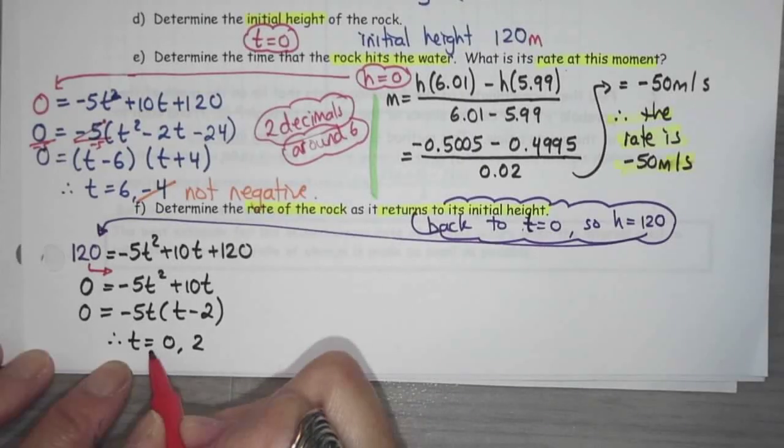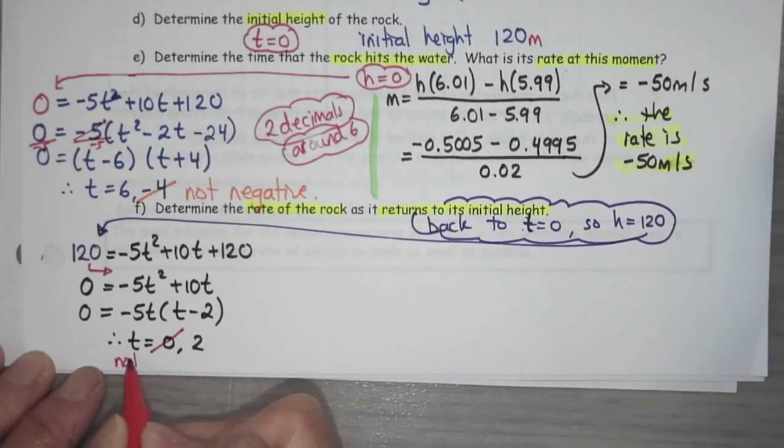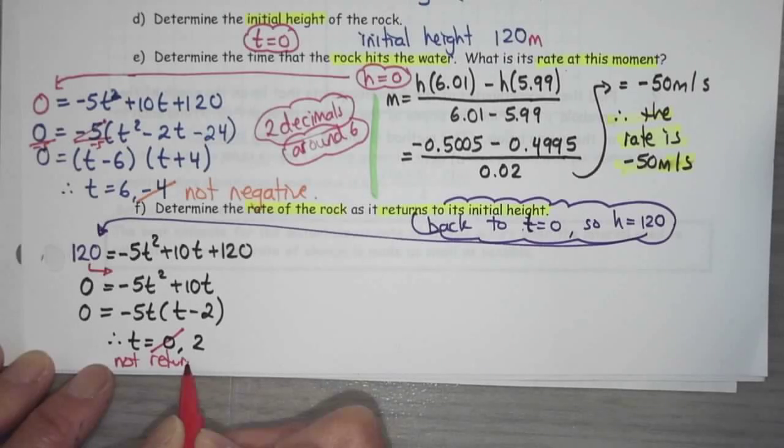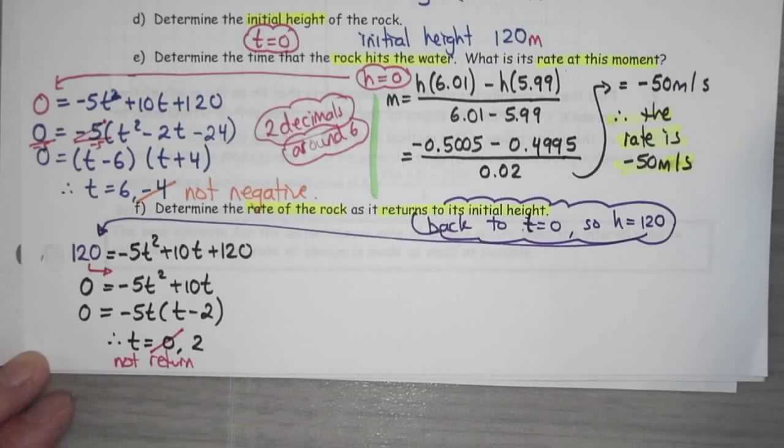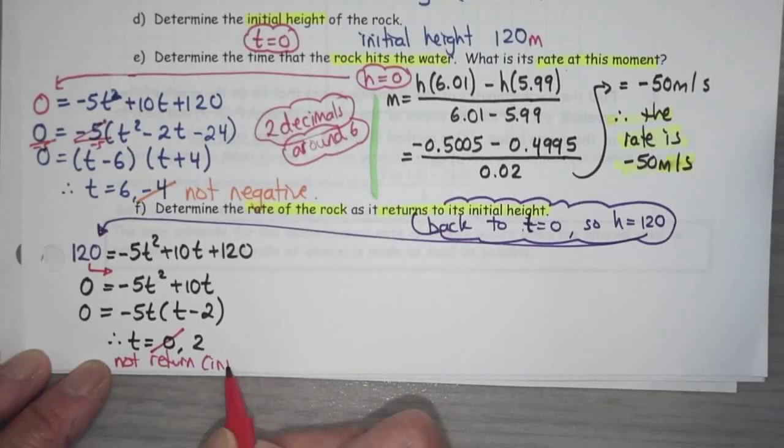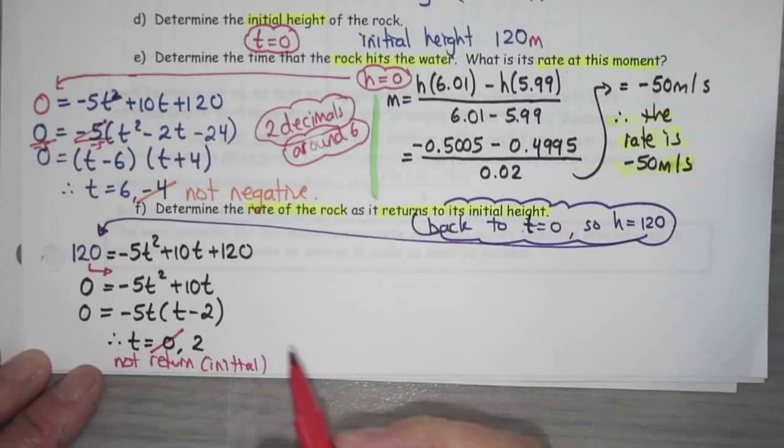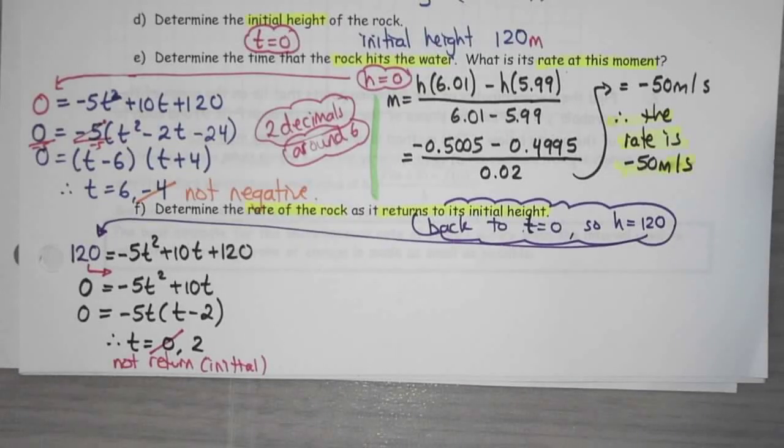Exactly. So cross this one off, and this one's not the return, right? 0 is not returning to it. That is the initial. Or you can cross it off and say initial, right? So that's the initial time, not the return. We want the return, not the initial. So cross it off and just say initial or not return, something like that, to tell me why you're not using that number.